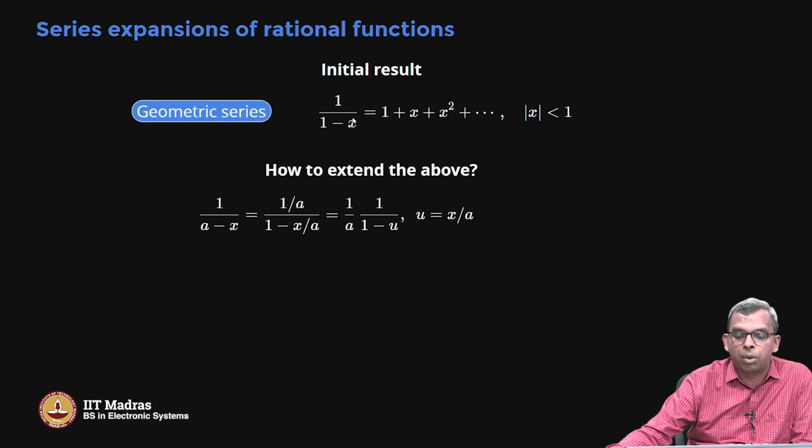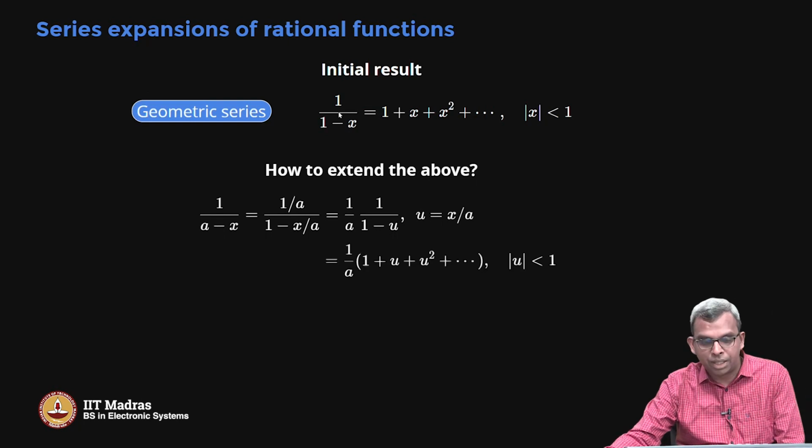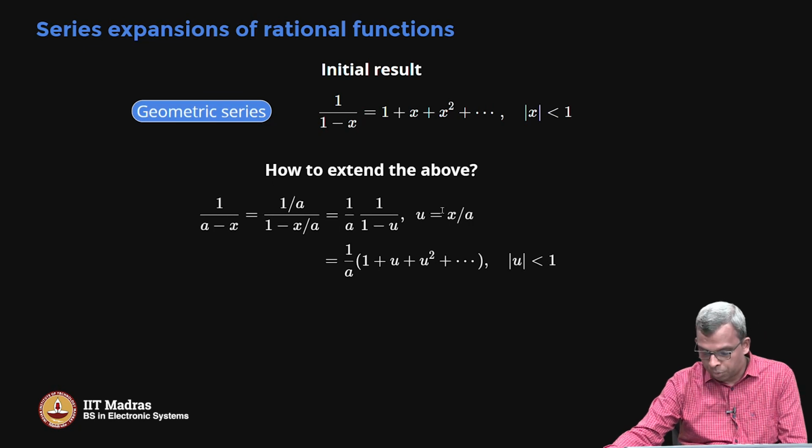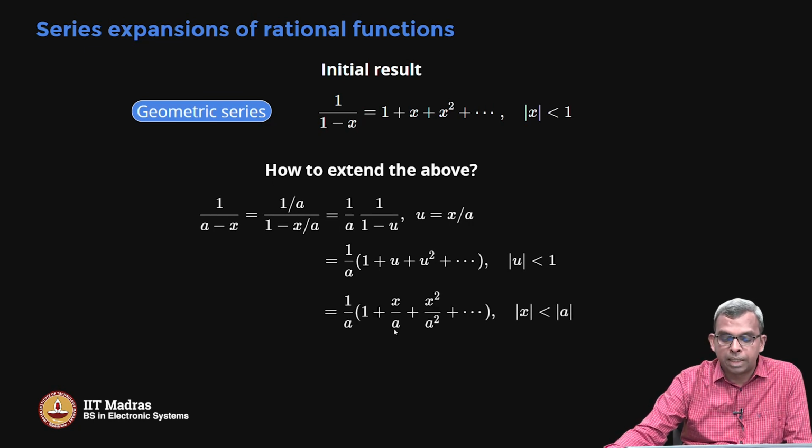So once you get this 1 by 1 minus u, I know how to do an expansion. So this is 1 by a into 1 plus u plus u squared for mod u less than 1, and then you substitute back again, you're going to get 1 plus x by a plus x squared by a squared, and so on, and mod x less than mod a. If this condition is true, then this series for 1 by a minus x is just this. Okay. So I hope you see this. This is an easy enough result to see. So we have managed to get an expansion for 1 by a minus x.